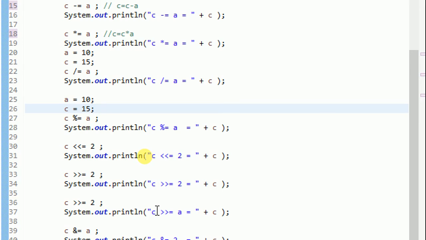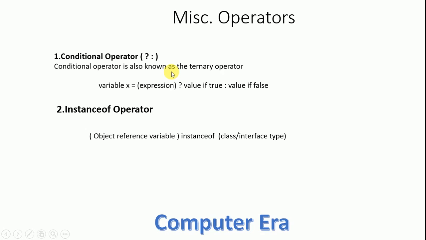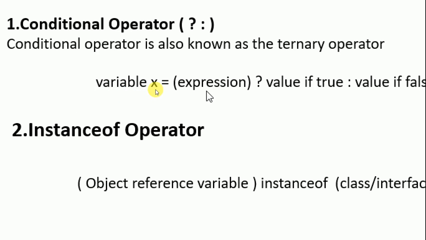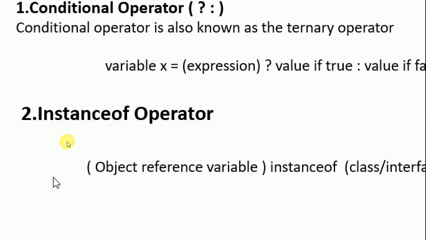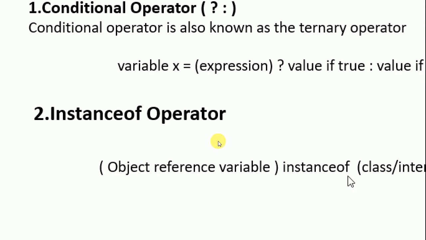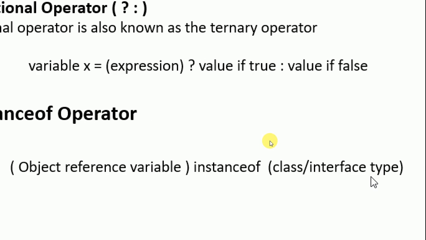So next operator, let's move to the next operator. The operator is the miscellaneous operator. When we talk about the miscellaneous operator, there are two operators: the conditional operator and the instanceof operator. The syntax of a conditional operator is variable x equals expression, then the value if it comes as true, and the value if false. And instanceof, you can see, is object reference variable instanceof class or interface type.